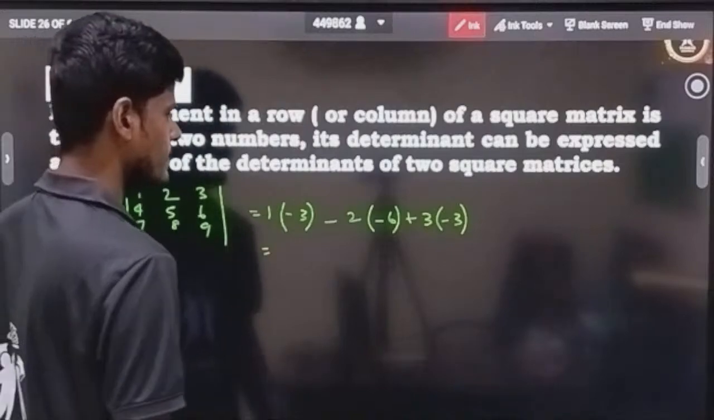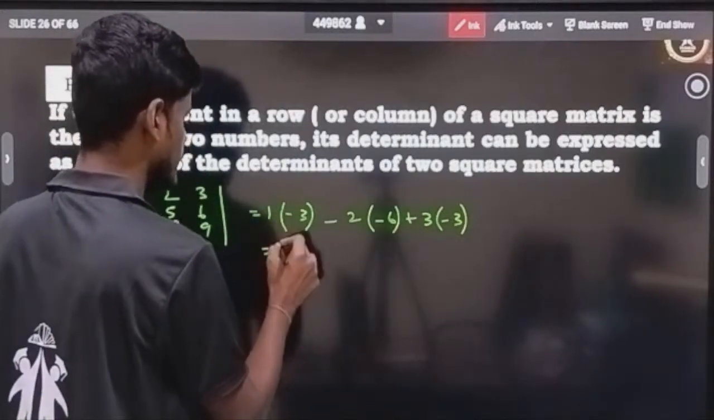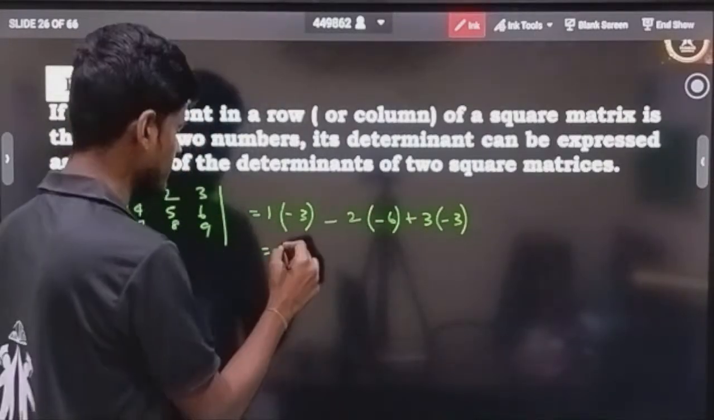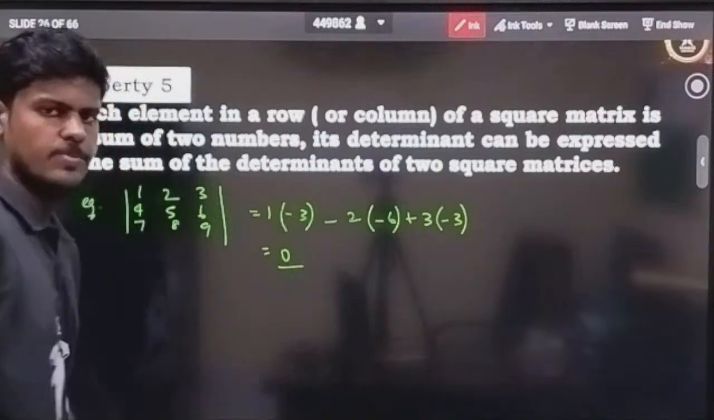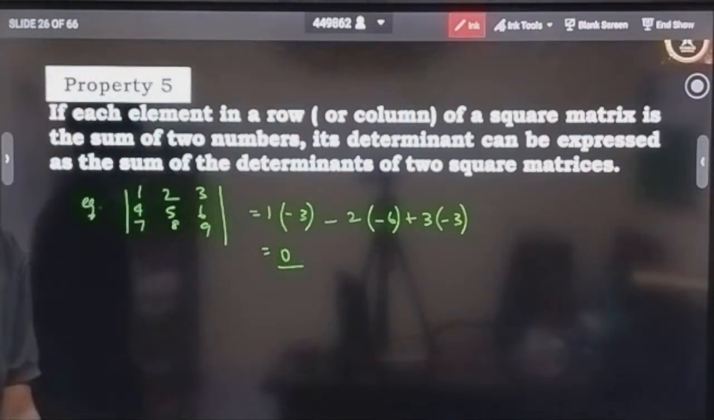What is the final answer? This will be minus 3 plus 12 minus 9, which becomes 0. So the final expansion of this determinant is actually 0.